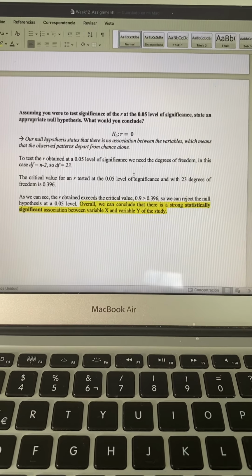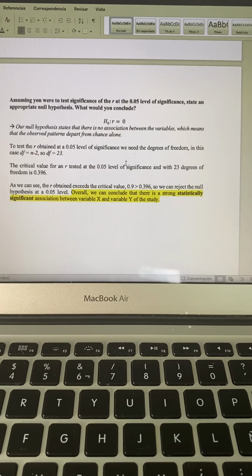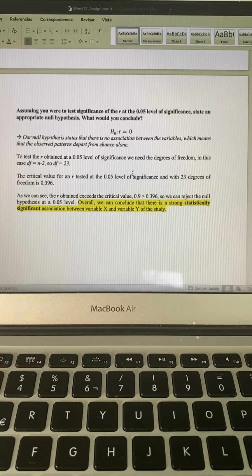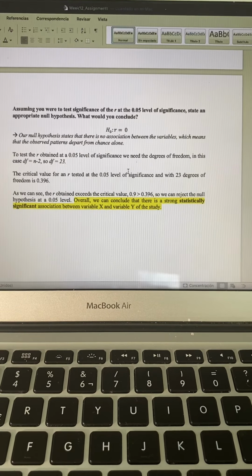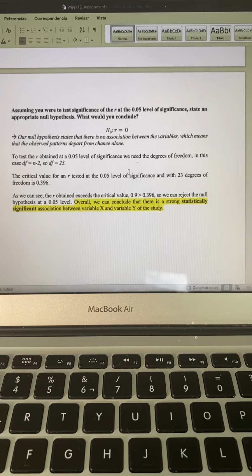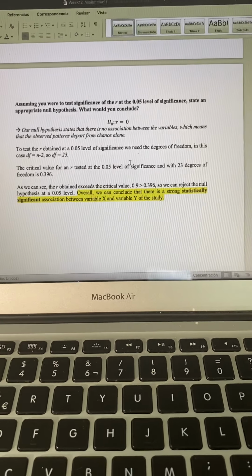So as we can see, we can clearly reject the null at a 0.05 level because our R value exceeds our critical value. So we can conclude there is a strong statistically significant association between variable x and variable y of the study.